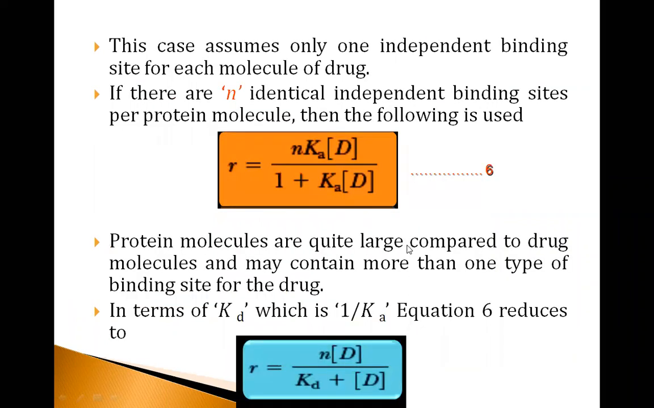So further, this equation, till now we have been assuming only one independent binding site for each mole of the drug. See, we are talking with respect to moles. Just remember it as moles. So one independent binding site for each mole of the drug means one mole of the drug can bind to one independent binding site.